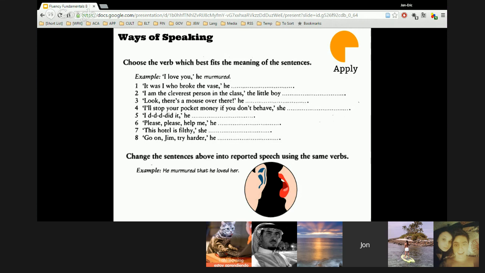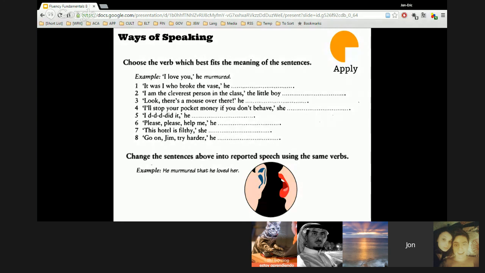Look, there is a mouse over there. You can't put look because look is a direct address. I'm talking to you when I say look. So you have to get rid of it. He shrieked that there was a mouse over there is one way to do it. But you can't say look because look is an order. Look, sit, walk. These are orders that I'm giving to you directly. So you'd have to take off the look. Okay? Yes, I understand. She shrieked that there is a mouse over there. Good. There was a mouse. Not there is. There was a mouse. Okay, very good.